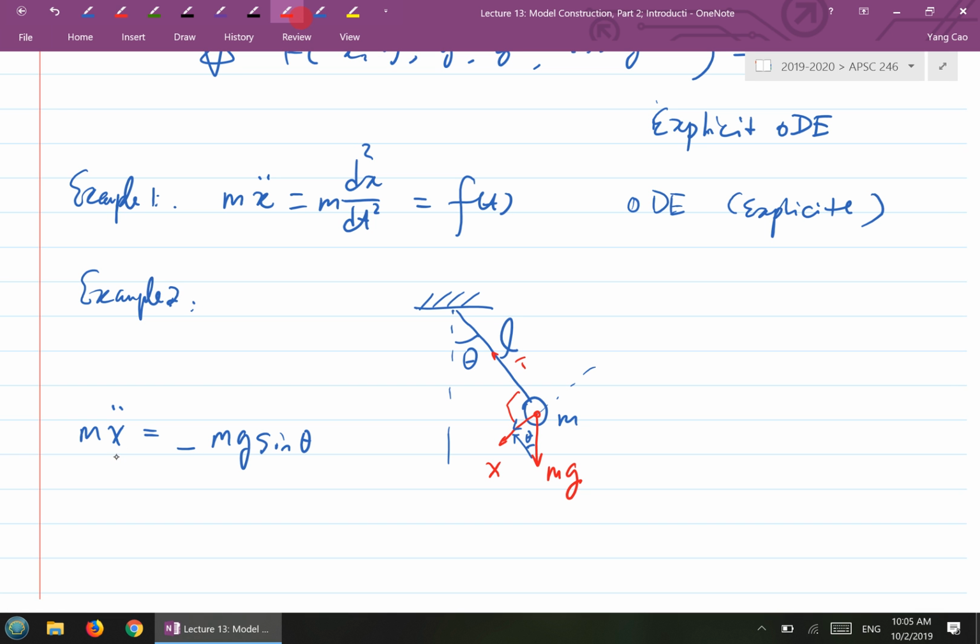And there's x and theta on both sides, and we want to make it the same symbol. So what is x? x is the, if I draw a circle here, okay?